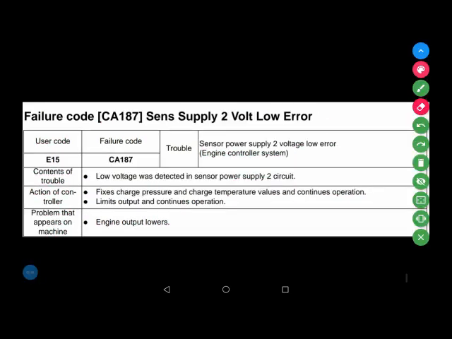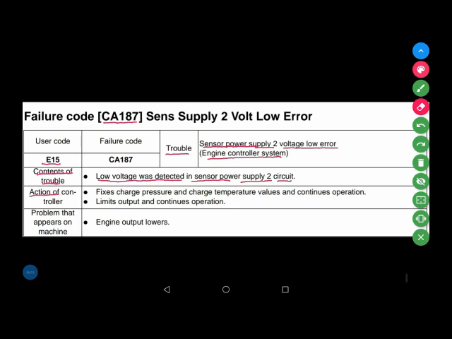If code CA187 appears on the screen, the user code is 158. What will be the trouble? Sensor power supply 2 voltage lower error. This error is also related to the engine controller system. What is the content of the trouble? The trouble is that lower voltage was detected in the sensor power supply 2 circuit. The power supply voltage is detected low.